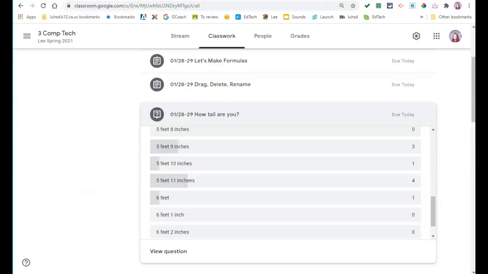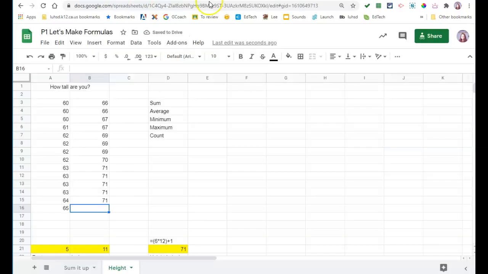And last but certainly not least, 1 person said they were 6 feet tall. Okay, so those came from your classmates. Take a minute right now and copy these numbers if you don't already have them. If you've got them, let's move on. Same as we did on the Sum It Up page, we are going to sum up these numbers.